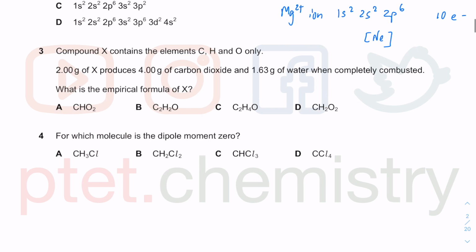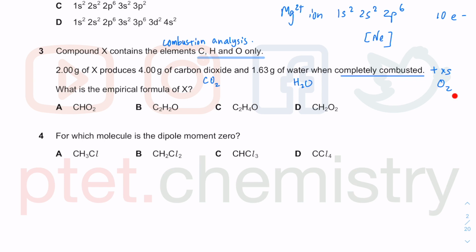Question 3: this compound contains carbon, hydrogen, and oxygen only. This is the kind of question called combustion analysis, which is very, very important. We can try and work backward, because this compound contains carbon, hydrogen, and oxygen. When you completely combust them, you get carbon dioxide, CO2, and water, H2O. Complete combustion is in excess oxygen.